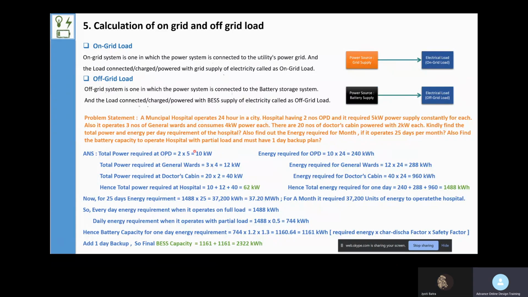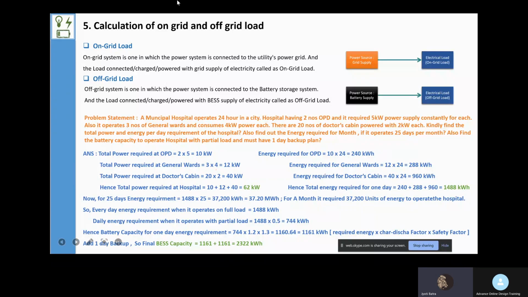Now, what would be the first step? First is 2 OPDs of 5 kilowatt each, then the OPD's total load is 10 kilowatt. Then we have 12 kilowatt, 4 into 3, that is your general ward load. Then doctor's cabin, 20 into 2, 40. So total is 10, 12, 40, 62. It's your load, the power demand. Now, what is the energy then?